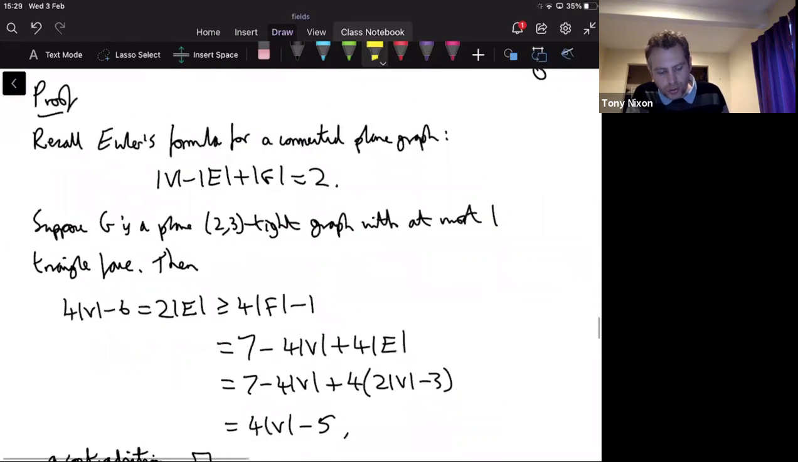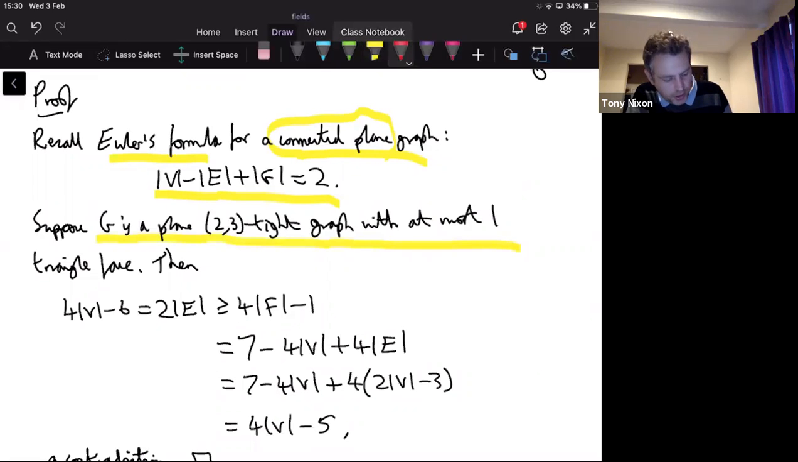So why is it true? Well, it's just a simple calculation. We take Euler's formula, which applies to any connected plane graph and tells us the number of vertices minus the number of edges plus the number of faces is equal to 2. 2-free tight graphs are connected, and we're interested in plane 2-free tight graphs, so the hypotheses are fine. So let me suppose that the lemma is not true, which means that there exists some G, which is plane 2-free tight, and at most one of its faces is a triangle, okay?